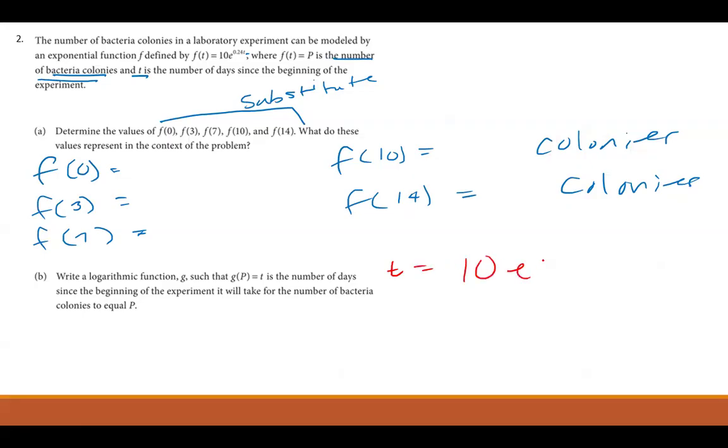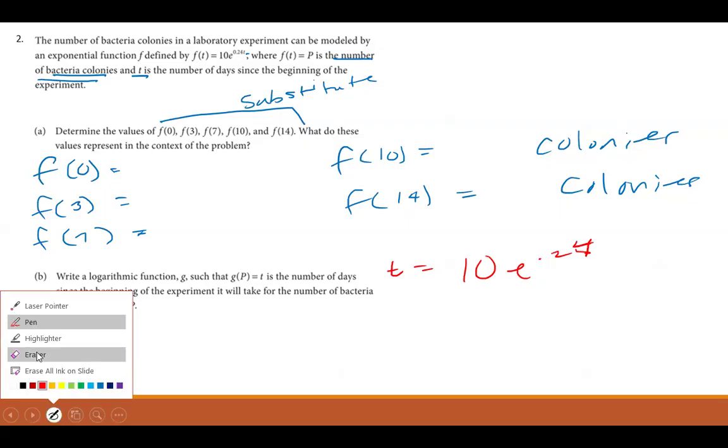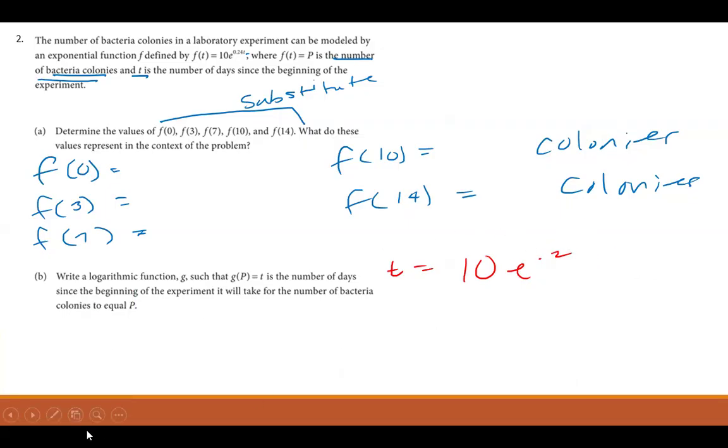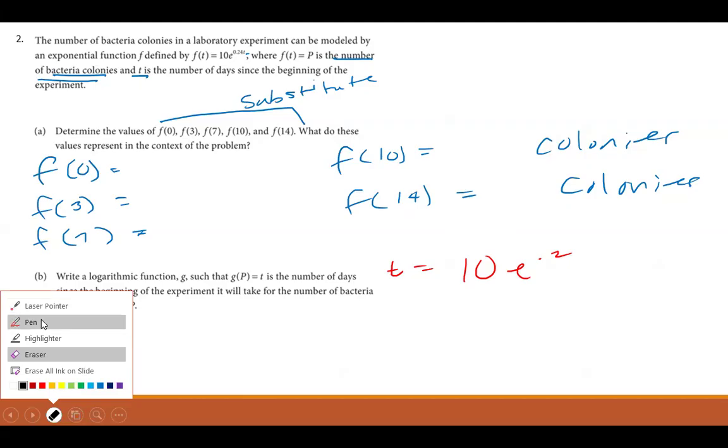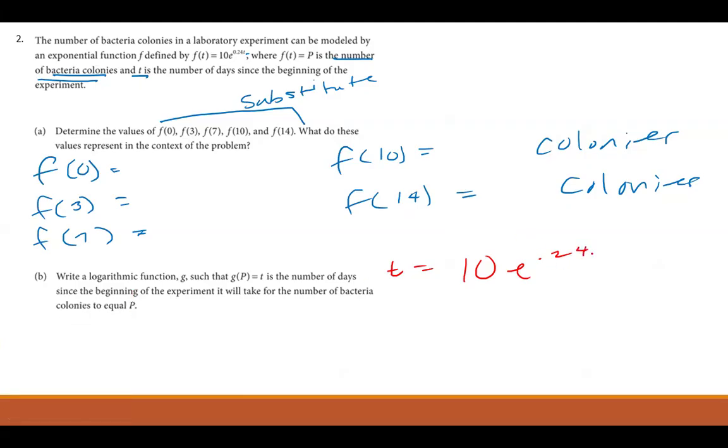And we have 10e to the 0.24p, whatever it is, a 5 or 4? 4. Okay, I can't accept it. It looks terrible. And this is now going to be our p, our population.